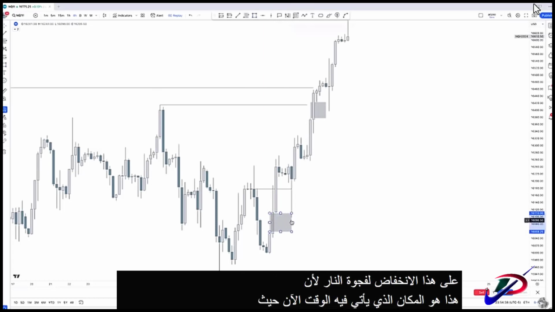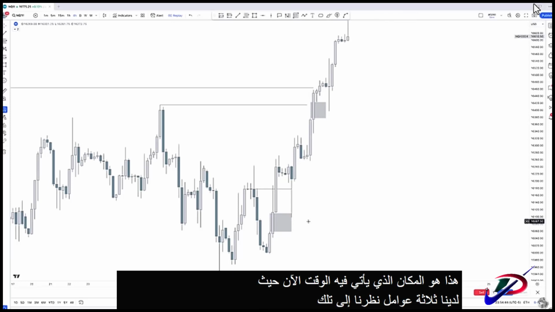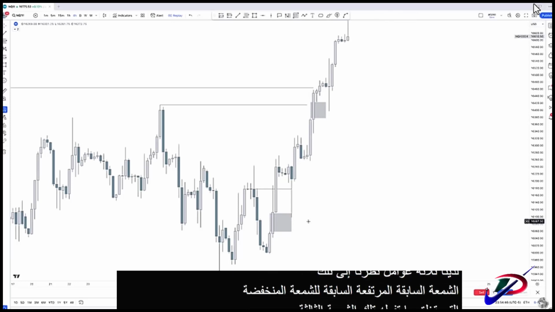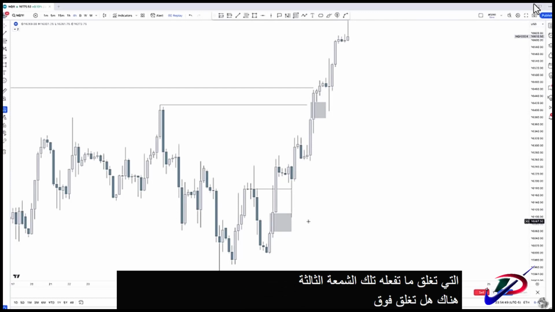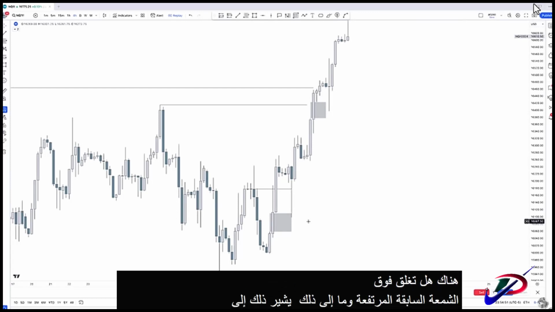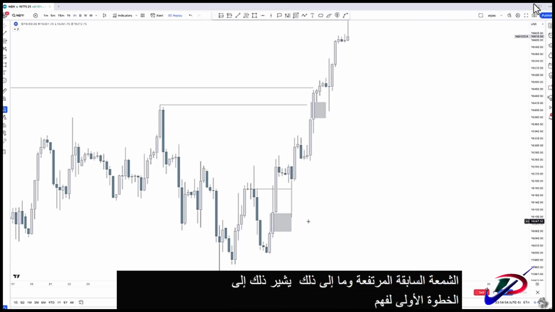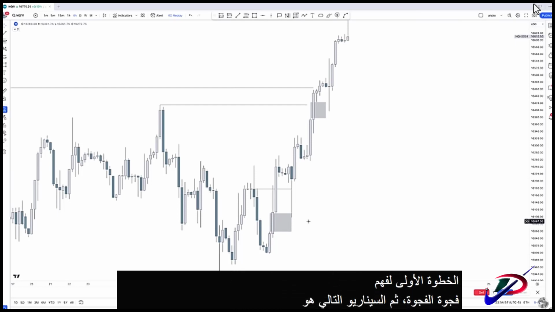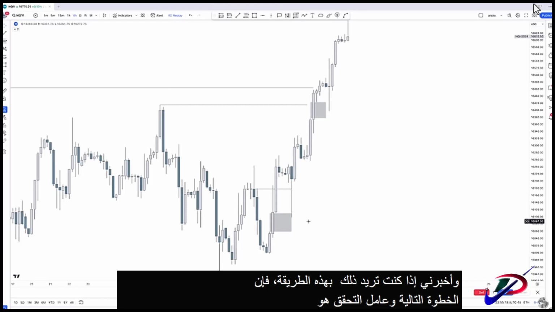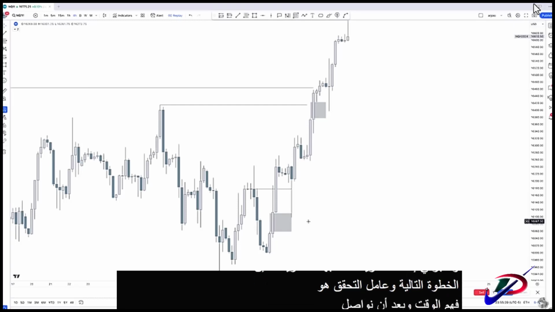Because that is where time comes in, where we have three factors. We looked at that previous candle high, previous candle low, that close. What is that third candle right there doing? Is it closing above a previous candle high, etc.? That indicates the first step to understanding that breakaway gap. Then the next scenario is understanding the fair value. And then the next understanding, which we can go over in a next video. So if you want that, then please leave down a comment and tell me if you would like that. The next step and the validating factor is understanding time.